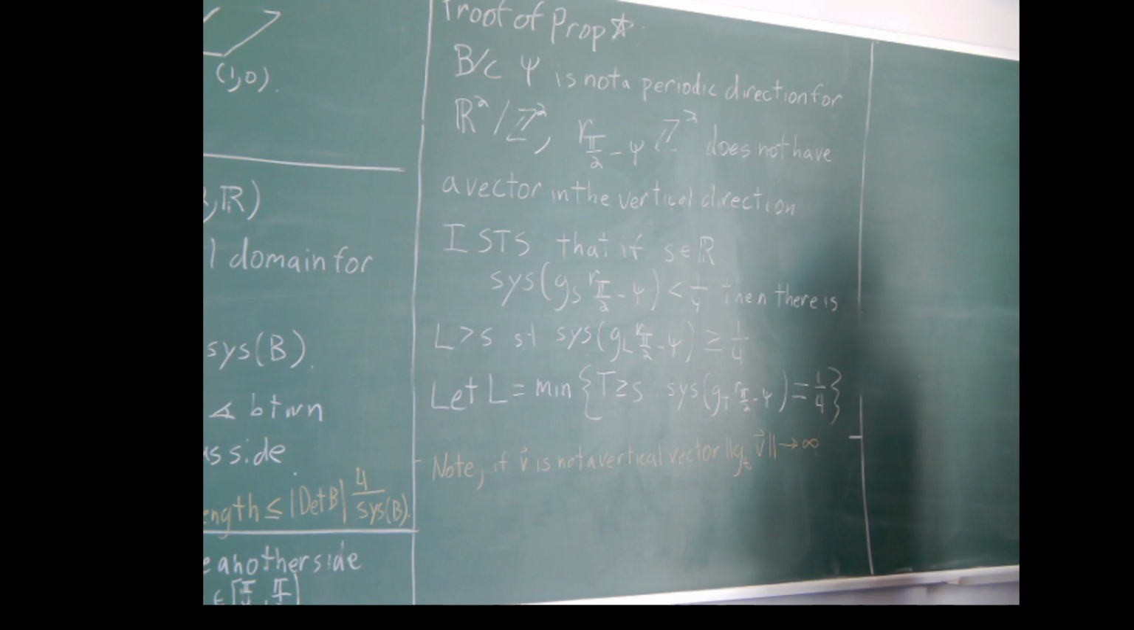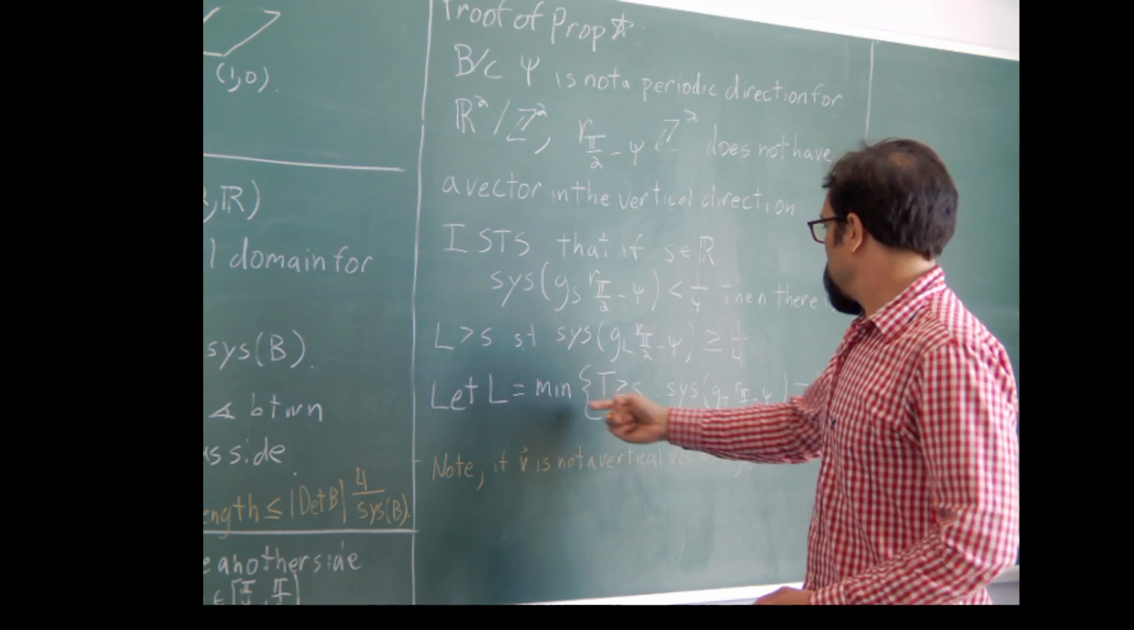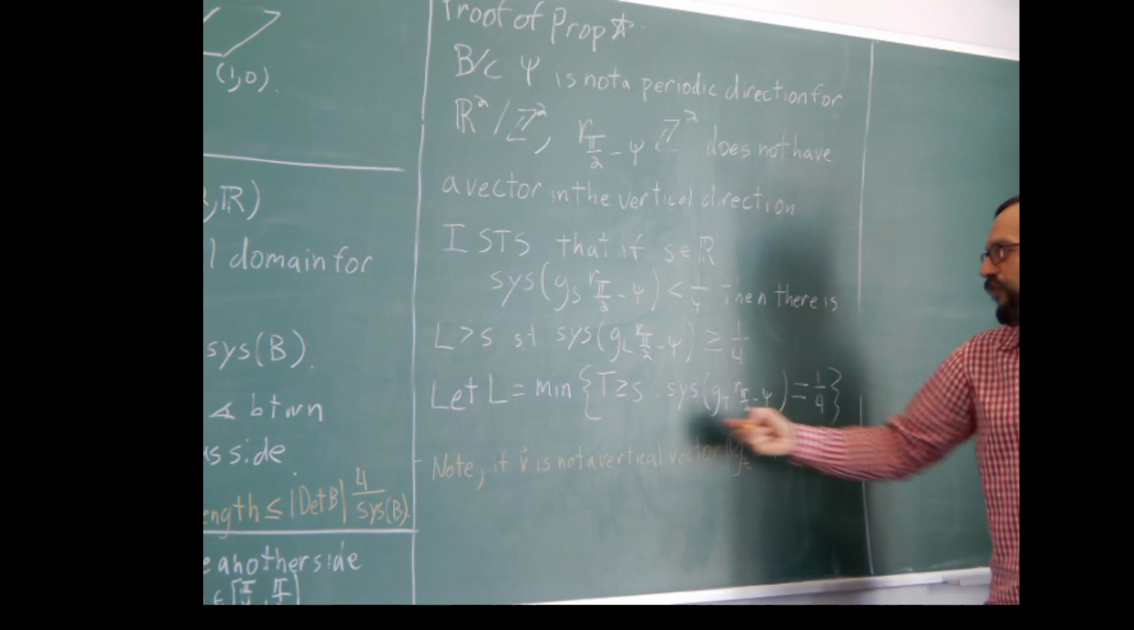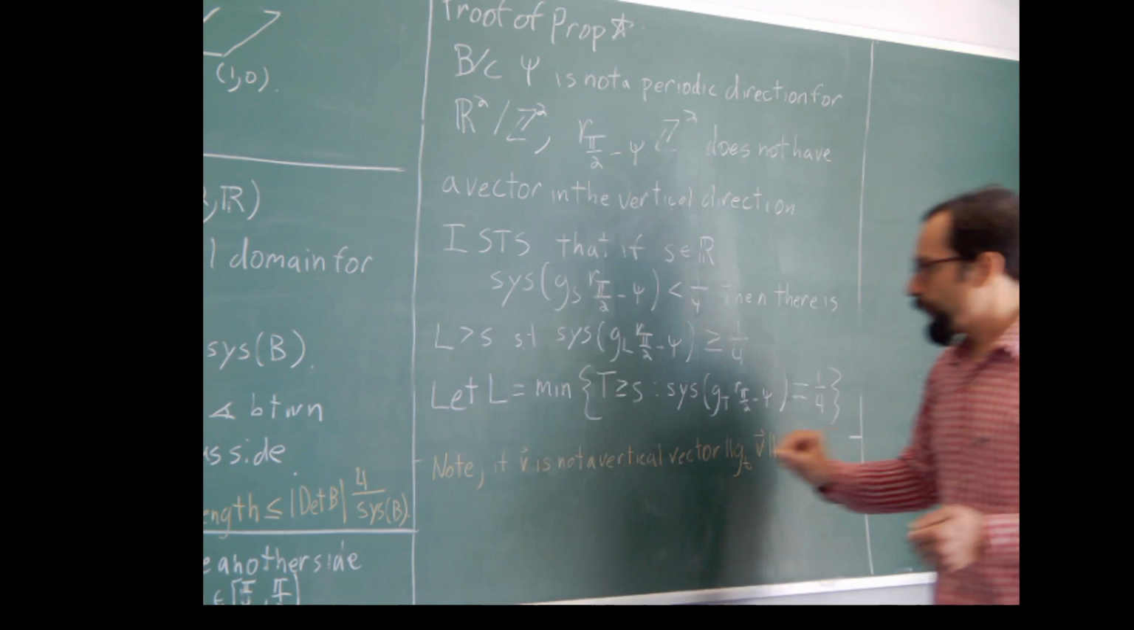So I look at whatever this vector is here, and then I start flowing forward here, and I wait until it becomes length a quarter. Now it's not hard to also, I guess secretly I'm using that this changes continuously, but that's pretty straightforward. Okay? Now let's also remark that by area constraints.